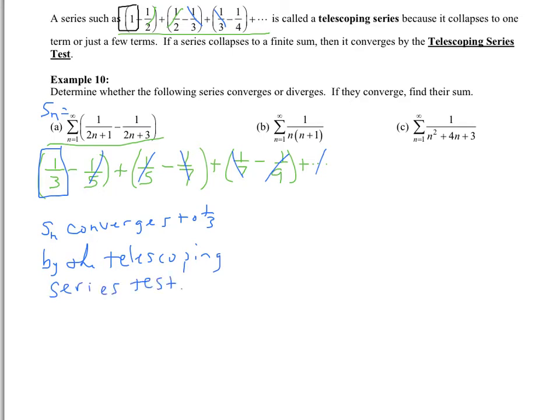Okay. It's that simple. So you just want to list out some terms, look for the pattern, and then you can get what the value converges to if it converges.